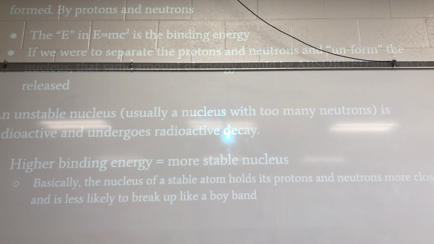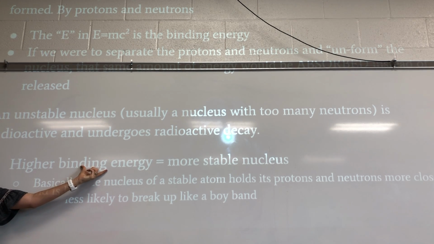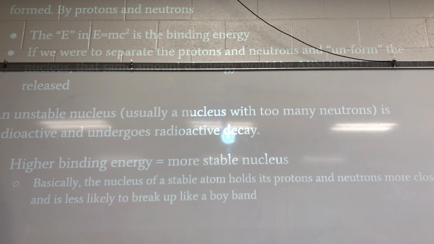The big takeaway is this. Put a star next to this sentence. The higher the binding energy, the more stable the nucleus will be. Once again, because the binding energy is the glue. The more glue an atom has, the more stable it's going to be, which means it's less likely to be broken up. Yeah, so the higher the binding energy, the more stable the nucleus, because it holds the atom together.